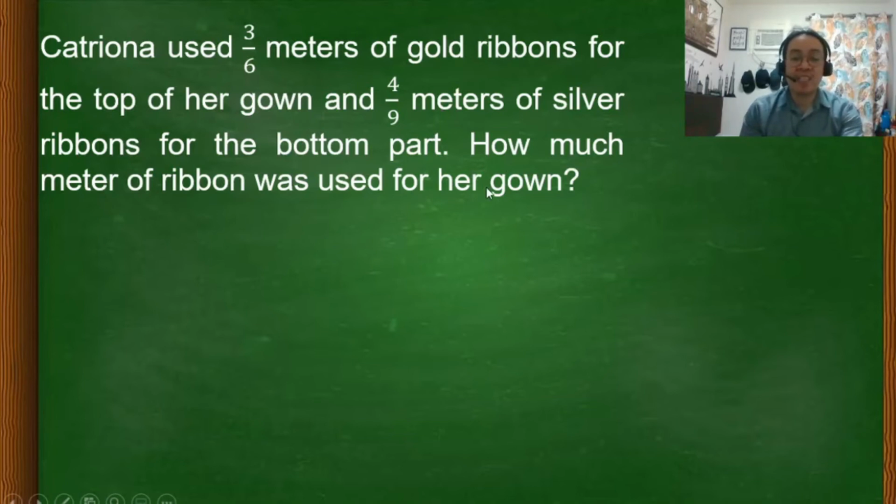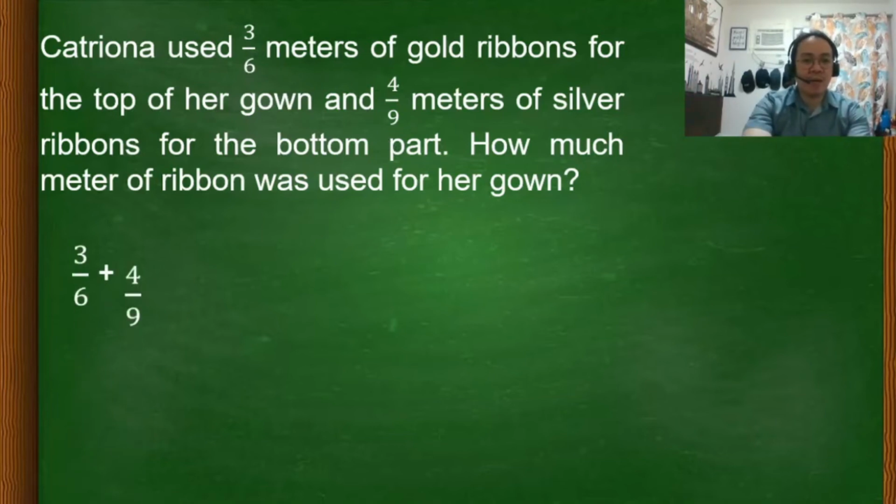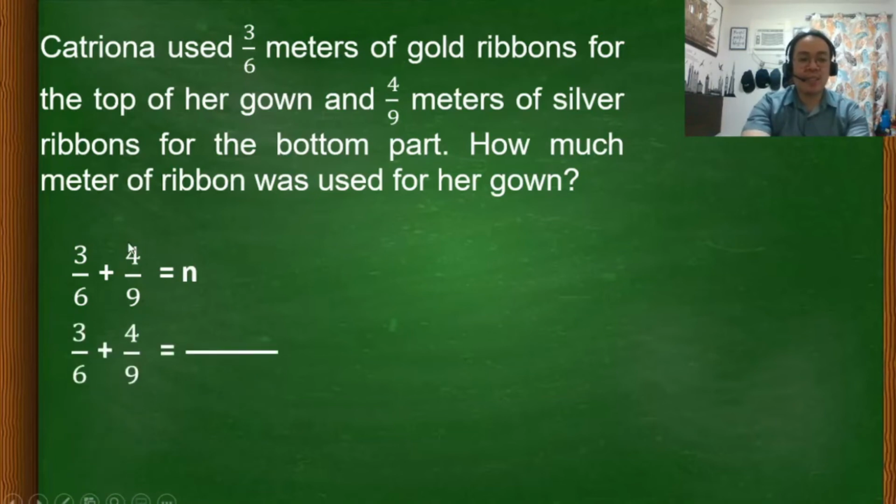So simply, we will be just adding kasi yung ginamit niya naman is 3/6 and 4/9. So the equation will be 3/6 plus 4/9 equals n. Then observe the given. Ang problem natin ay dissimilar fraction. Again, let's try to review. Paano ba tayo mag-add ng dissimilar fraction? To add dissimilar fraction, just get the LCM of the denominators, which is 6 and 9, and we will be using it as our LCD.